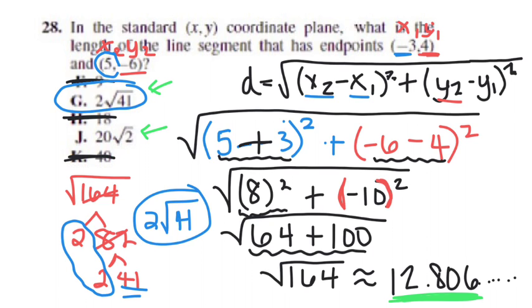2 square root 2 in the calculator is 28.28. So I know it's not J, because I need the decimal to be 12.8. If I put in 2 square root 41 in the calculator, I get 12.806, which is what I got for the square root of 164. So if you have a calculator, you don't have to factor tree. Just plug them in and check the decimals. Whichever decimal matches is the answer. If you don't have a calculator, then you're going to have to factor tree.